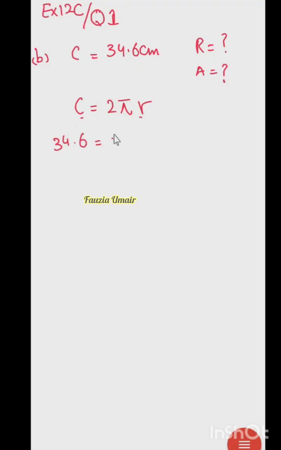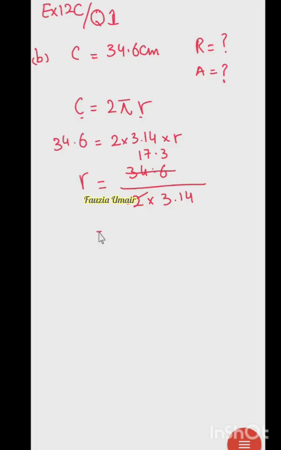34.6 is equal to 2 pi r. Now we need to put the value of pi because we need r. So we can use 3.14 into r, right? So what is double of 3.14? If you multiply it, or you can simply take it on the other side of the equation. Don't multiply it here maybe. So 34.6 divided by 2 into 3.14. So you can cancel this 2. So 34.6 ka half hota hai 17.3. Okay, so now we are left with 17.3 divided by 3.14.